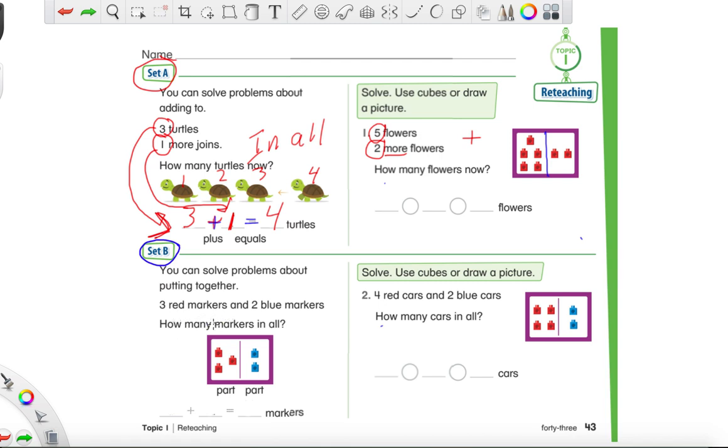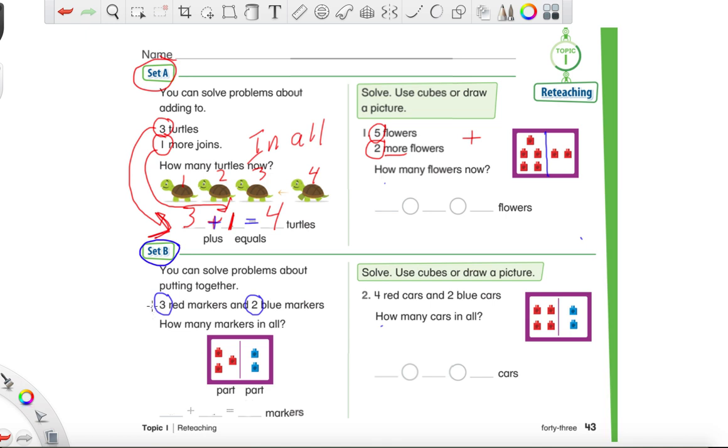3 red markers. I'm going to circle 3. And 2 blue markers. Let's circle 2. These are the 2 numbers that they give us, so we absolutely have to put them in our addition sentence. There are no excuses. If they tell us these numbers, we must use them. Okay?